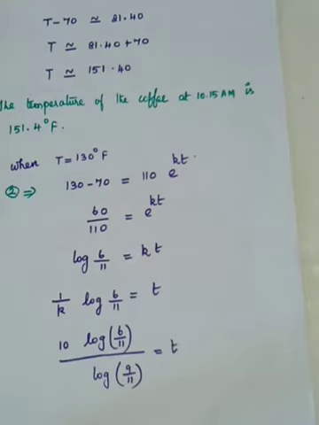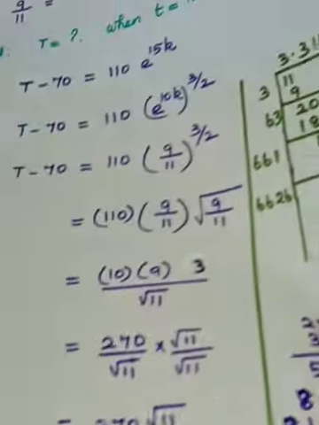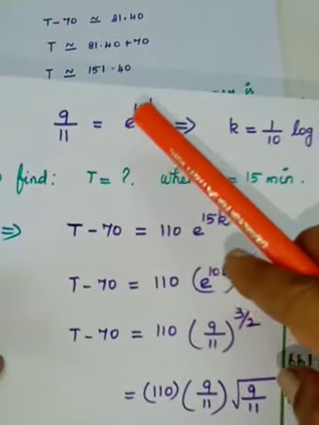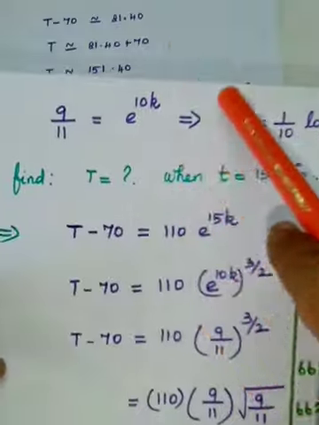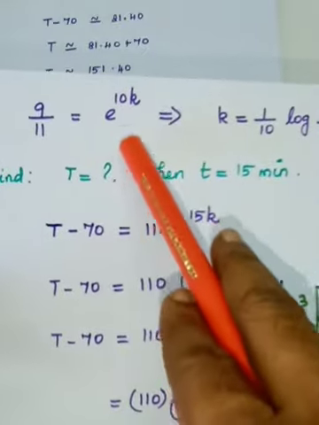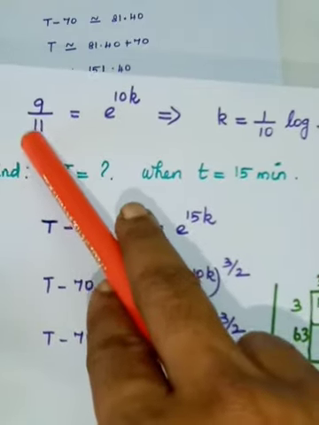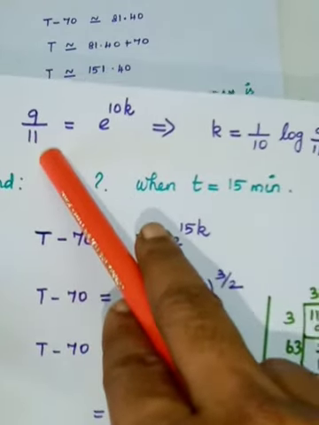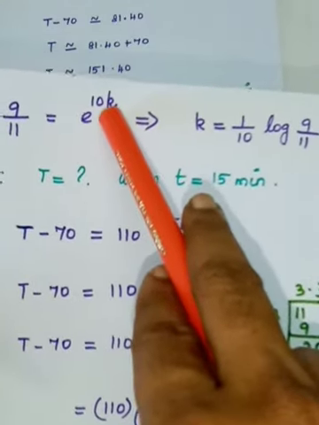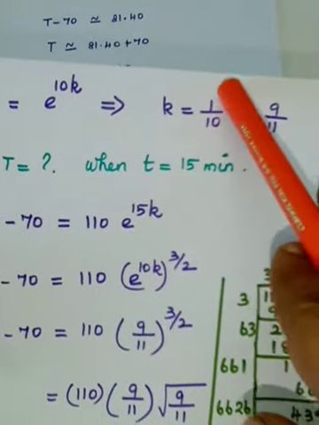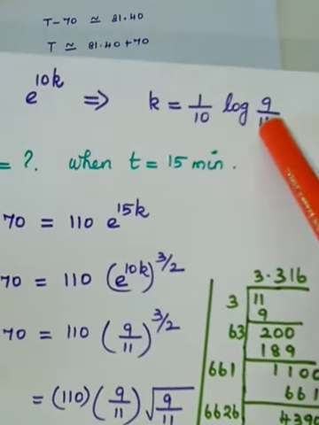Okay, already in the first subdivision, while we were finding, we found the value of k. You see that? e power 10k is equal to 9 by 11. This term is there, and from that we can find k. How? When you take e to the other side, it becomes log. So log of 9 by 11 is equal to 10k. Hence k is equal to 1 by 10 log of 9 by 11.